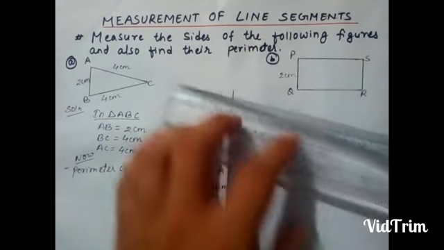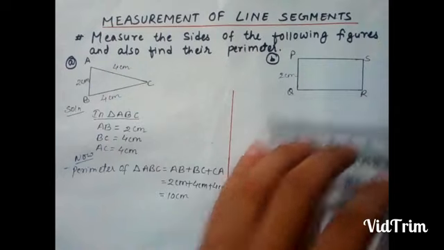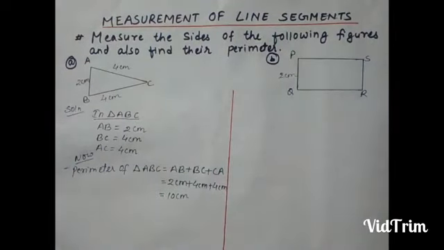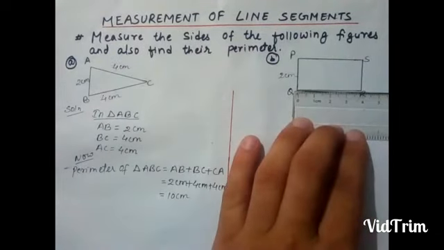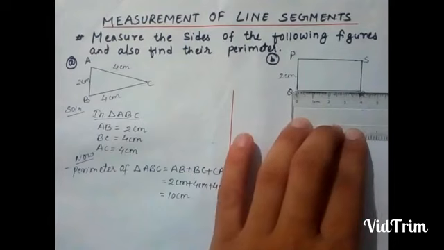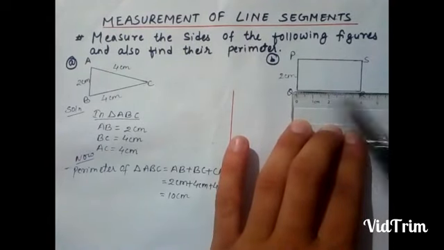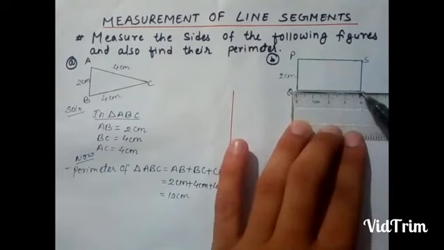Now let's measure QR. Let's measure QR, students. You can see QR is exactly 4 centimeter. This is 0 1 2 3 4.